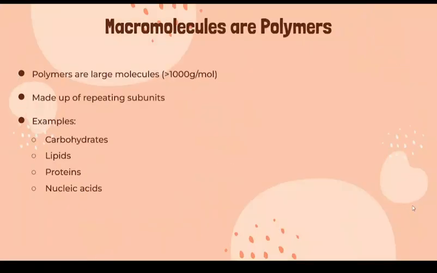So let's look at macromolecules. Macromolecules are polymers. Polymers are large molecules that are made up of repeating subunits, and these subunits are monomers. So they're really, really small, and you will see what I mean later. The four examples that we're going to study in this course are carbohydrates, lipids, proteins, and nucleic acids.